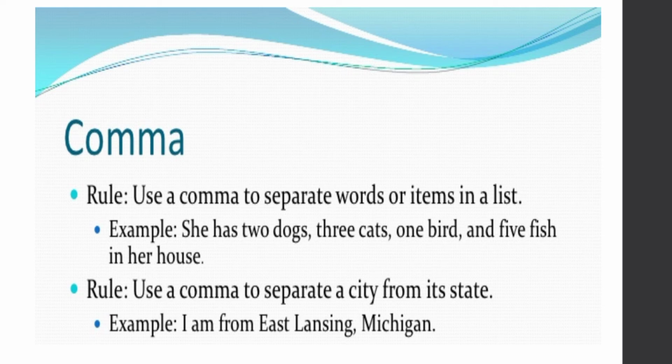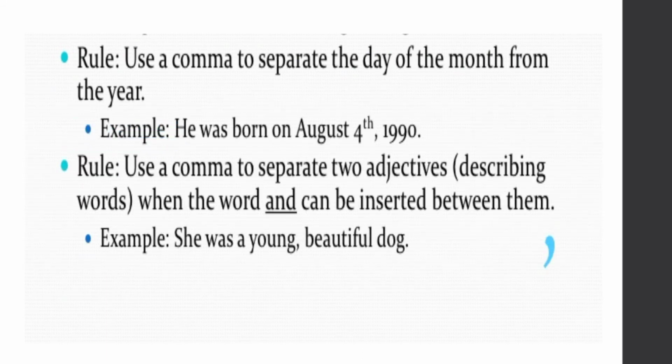Then use a comma to separate a city from its state. Example, I am from East Lansing, Michigan. Then next, use the comma to separate the day of the month from the year. Example, he was born on August 4th, 1990.